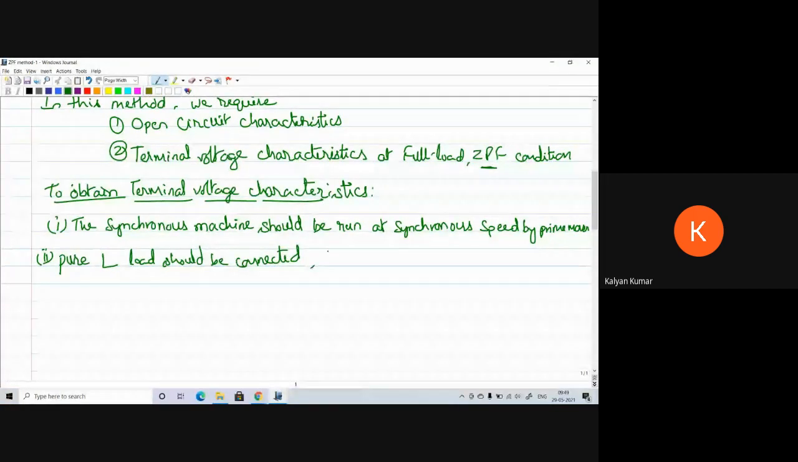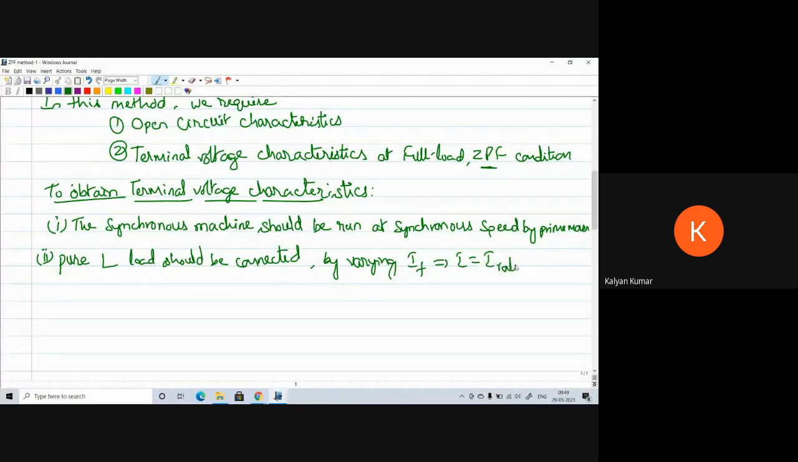After that, by varying the field current IF, we have to make the current in the alternator equal to rated current. So we have to adjust the field current such that rated full load current flows through the armature of the alternator. So alternator armature circuit లో rated current flow అయ్యేంత వరకు field current ని adjust చేసుకోవాలి. When the full load current is flowing, we have to take the readings of induced EMF, that means terminal voltage and field current.